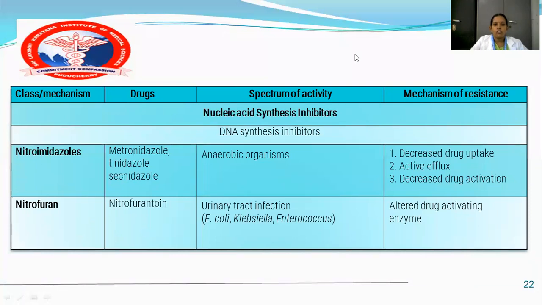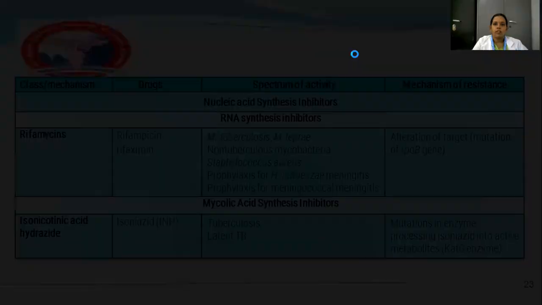Metronidazole and tinidazole are all used for anaerobic organisms. These are nucleic acid synthesis inhibitors as well as DNA synthesis inhibitors. Mechanism of resistance: decreased drug uptake, active efflux, and decreased drug activation. Nitrofurantoin is also mostly used for urinary tract infection. Its mechanism of resistance is an altered drug-activating enzyme.